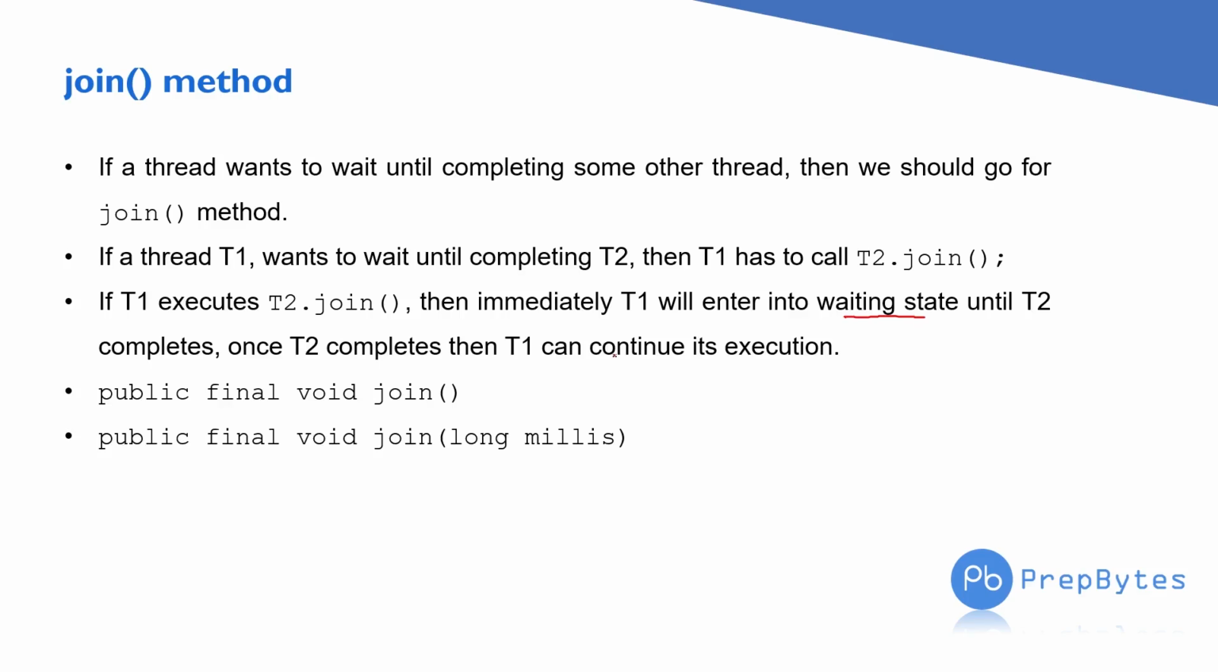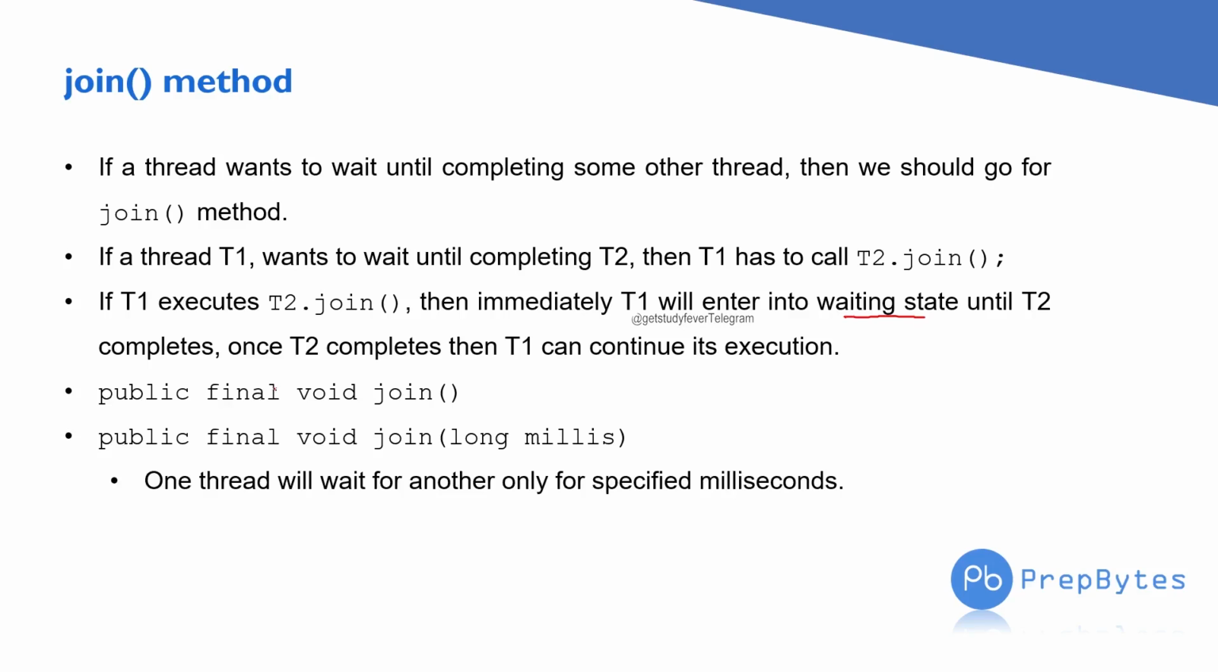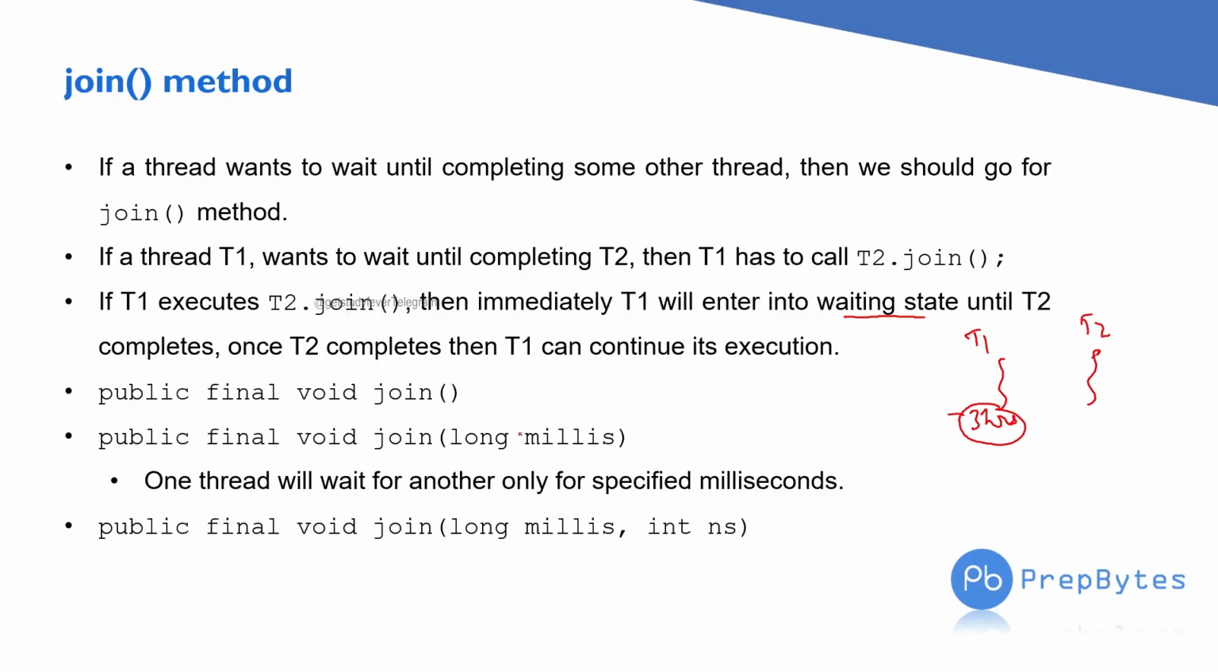The second signature of join takes a long millisecond. What this signature does is that one thread will wait for another only for the specified milliseconds. So T1 says to its friend T2, I can wait for a maximum of 3 hours. If your class is over in 3 hours, then we will go home together. If your class is not over, then I will begin my execution. For those scenarios we will use join with long milliseconds, and with milliseconds and nanoseconds it means a more exact, more strict time. Fine, so this is the join method.